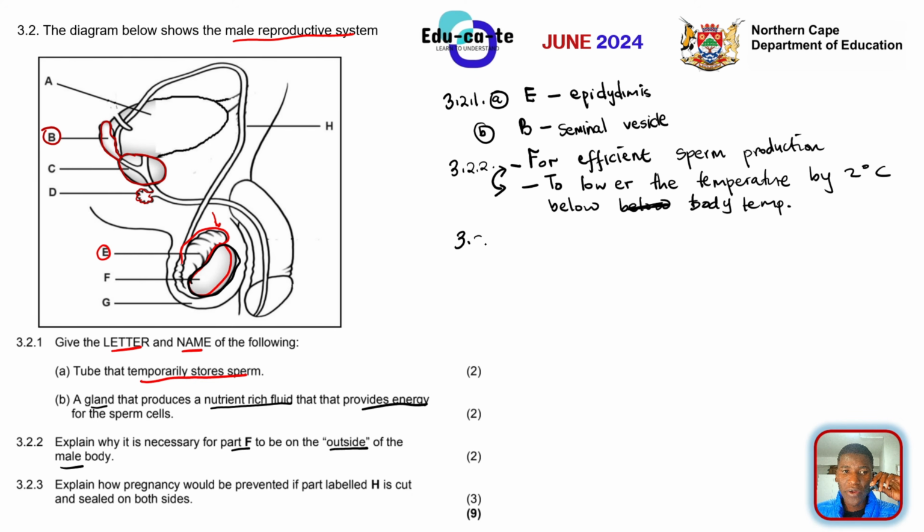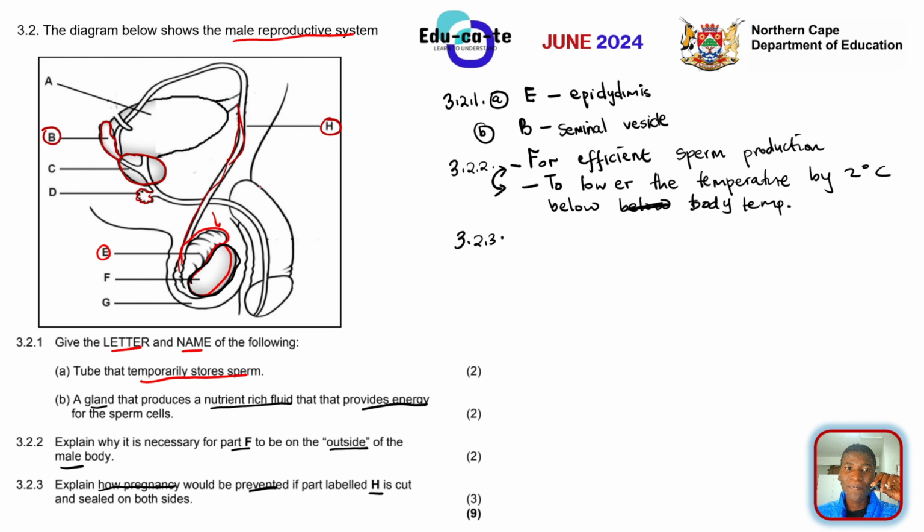And then now 3.2.3, explain how pregnancy can be prevented if part labeled H is cut and sealed on both sides. What part is labeled H here in this diagram? Label H is showing a tube, a long tube, the longest tube ever. And you can pretty much see that it is coming from the testes. So that is known as the sperm duct or the vas deferens. The sperm duct is the one that transports the sperm cells from the epididymis all the way until they reach the urethra as semen.